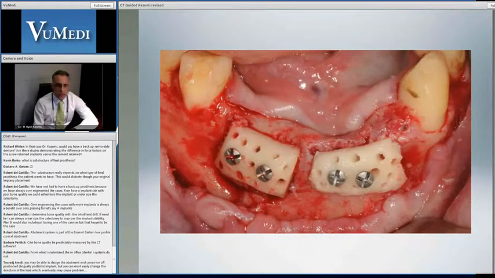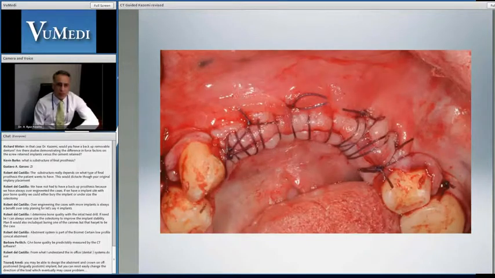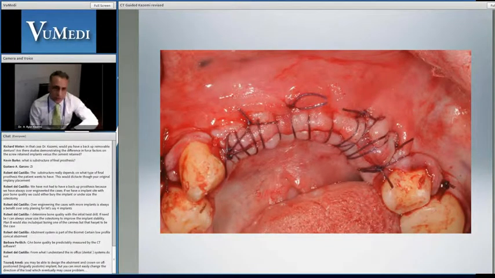So here's the onlay graft. The space in between was grafted with particulate bone, covered with a GTR membrane, also used platelet-derived growth factor, achieving a tensionless closure at the end. This is allowed to heal for about 6 months, and then we will use a new CT and a new guide to drive the implant placement.